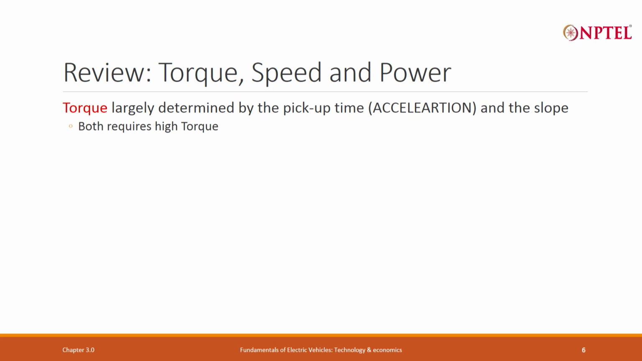Let us look again a little more deeper at torque, speed and power. If you remember, we talked about torque. Large torque comes from two things: one is acceleration, or pickup time, and number two is the slope. Both require high torque.